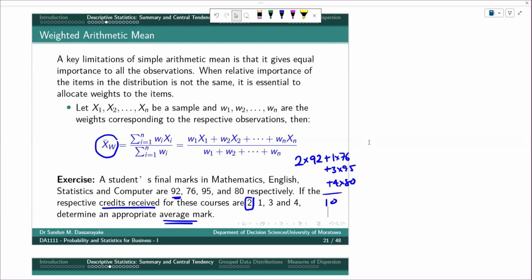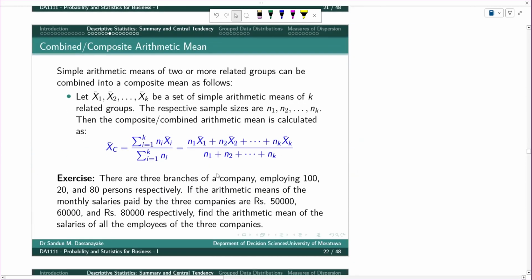So I guess 86.5 should be correct. It is the answer that most of you have got. So that's correct. Now let's look at combined composite arithmetic mean.